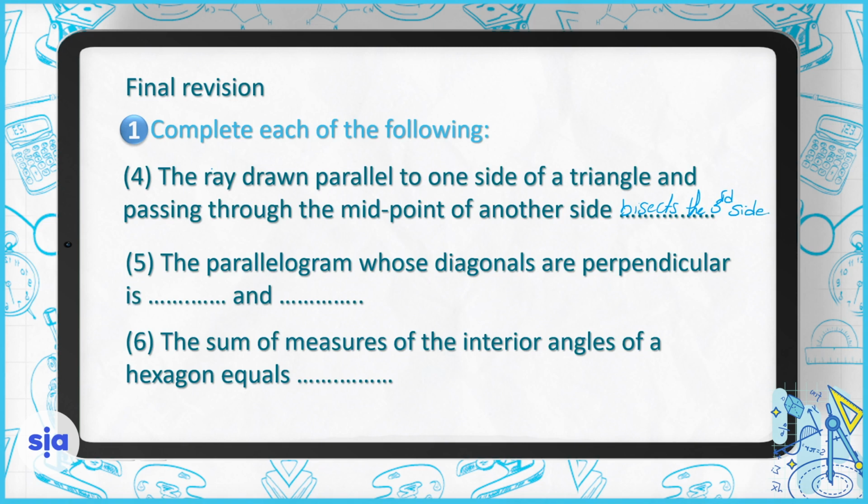Question 5. The parallelogram whose diagonals are perpendicular is what and what? Yes, excellent. I'm sure that you guys know it very well. It's a square and a rhombus. Question 6. The sum of measures of the interior angles of a hexagon is equal to what? It's equal to 720 degrees. From where did we get it? It's 6 because the hexagon has 6 sides, minus 2, multiplied by 180.